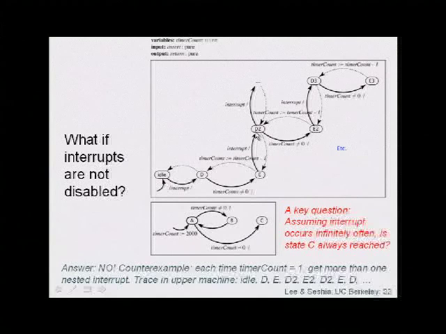So you go from E to D2. You start executing D2. And remember, timer count is still not equal to 0, right? So nothing has changed. So now you go from D2 to E2, and you get interrupted. You then start executing the third copy. And so the path that you'll follow will be the one that corresponds with all the solid edges in the top picture, right? You'll go from idle to D to E to D2 to E2, etc.